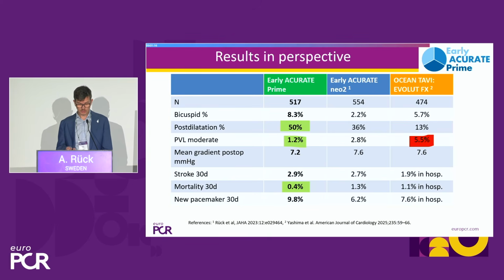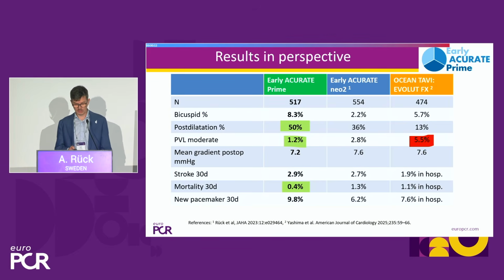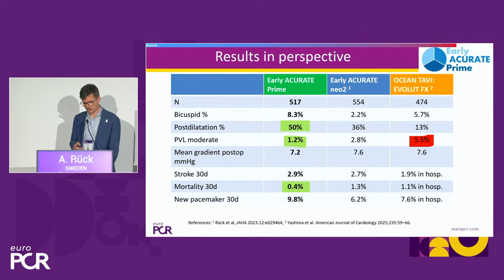So differences, this Prime cohort has the highest percentage of post-dilatations, 50% now. If that is the ideal number, I'm not completely sure, I can't say, but it seems to at least give good results. You'll see here we had quite a high number of bicuspids, 8% as pointed out, moderate PVL, low here, mean gradient, low, stroke 30-day, I would say in the range of what you would expect, and very low mortality at 30 days. Pacemaker rate a little higher than in the prior generation, but still less than 10%.